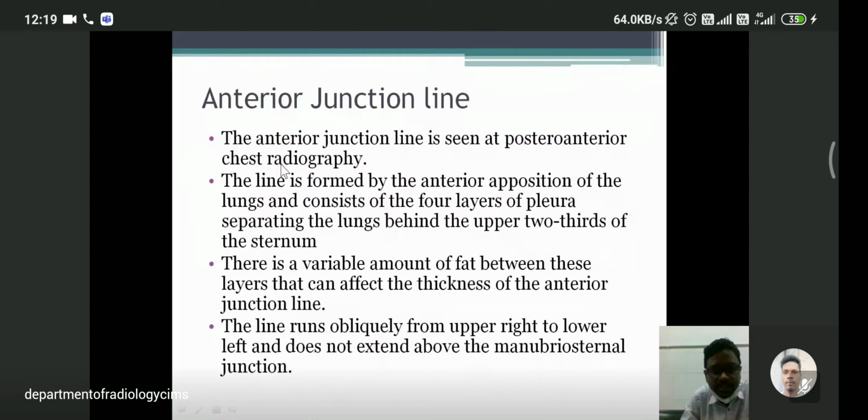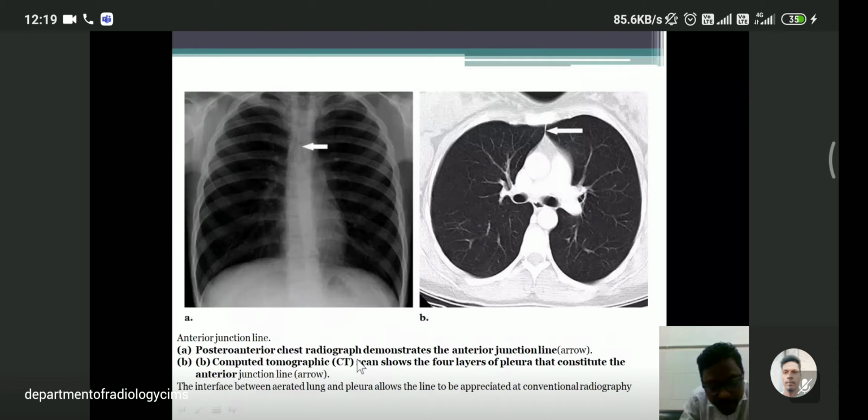Next is the anterior junctional line. It is seen in the PA view of the X-ray. It's formed by the anterior apposition of the lungs, and it consists of 4 layers of pleura. So there can be a variable amount of fat between these layers that can affect the thickness of the anterior junctional line. So we can see that oblique line. It is the anterior junctional line.